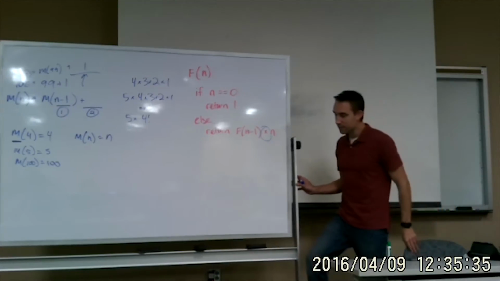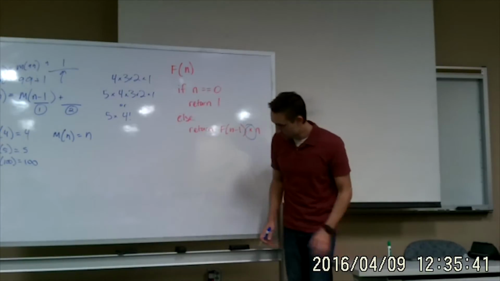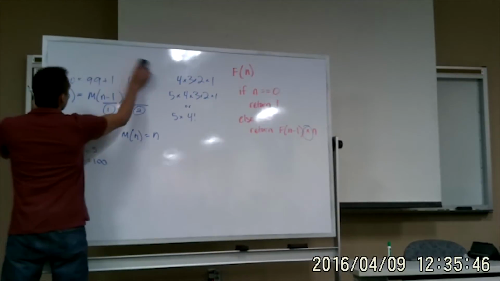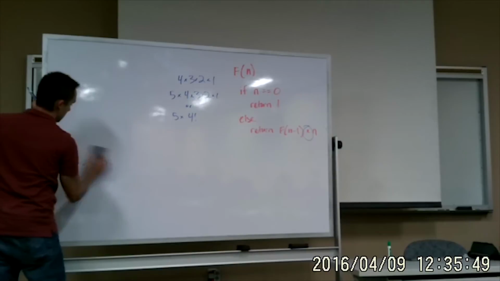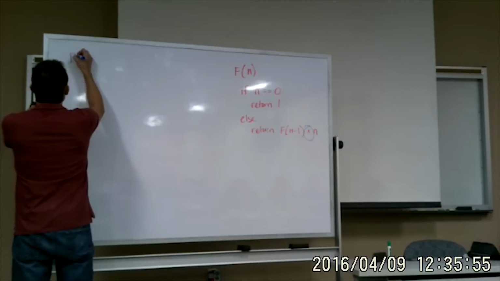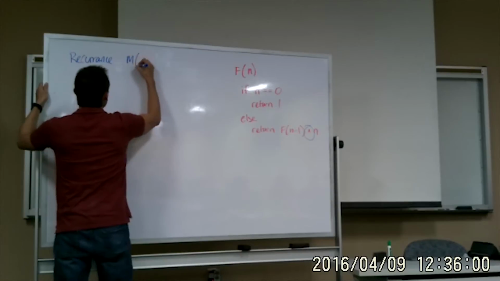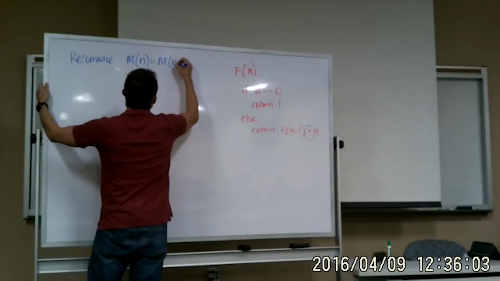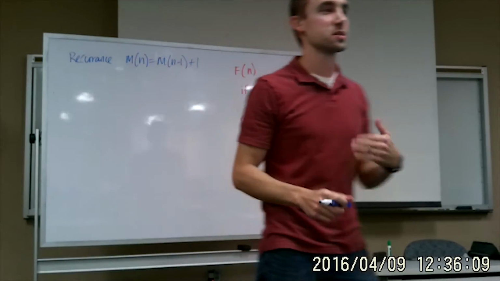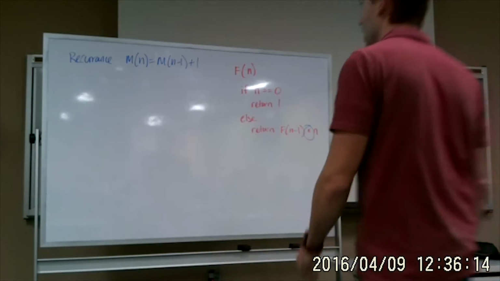So, what we have done is we have set up our recurrence. Our recurrence is M of n equals M of n minus 1 plus 1. This is an expression that tells us the number of times we multiply. But this is only one part of what we need to do.